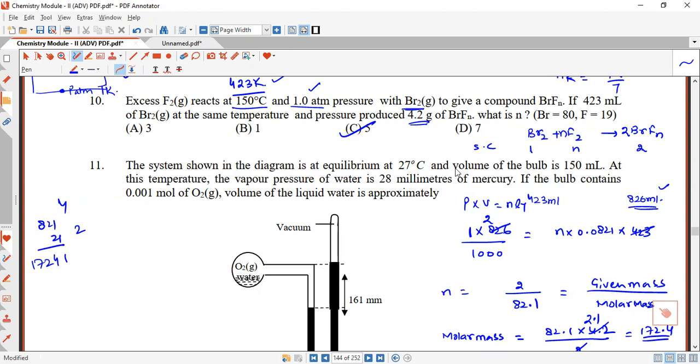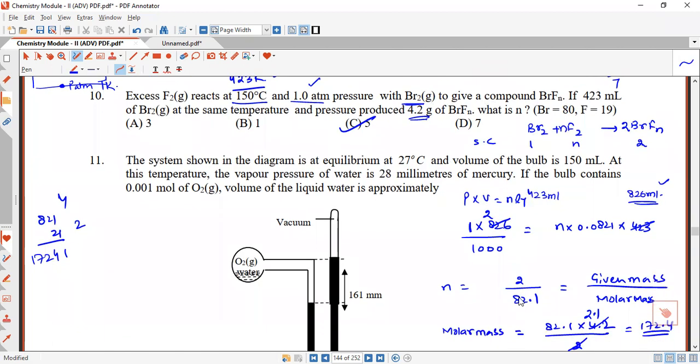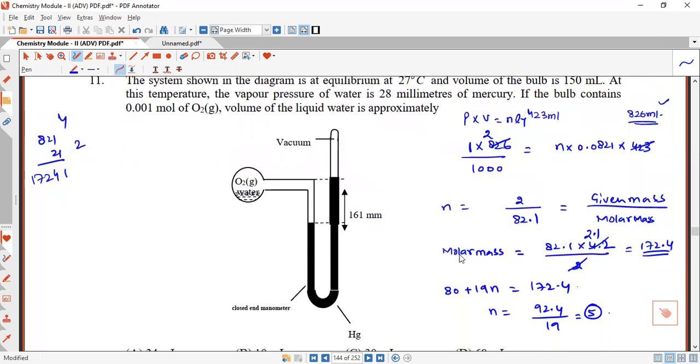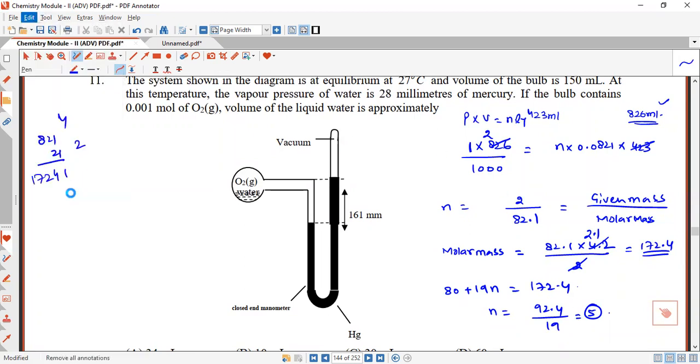Okay, again in this question what we need to do is, ये bromine और fluorine आपस में react करके BrFn बना रहे हैं. So you need to say कि अगर 423 ml bromine लेंगे गैस में, then it is going to form 826 ml BrFn. Just have to calculate what is number of moles. ठीक है, number of moles जैसे calculate किए उससे आप mass पता है तो you can calculate molar mass, and then you can say what is going to be N over here.